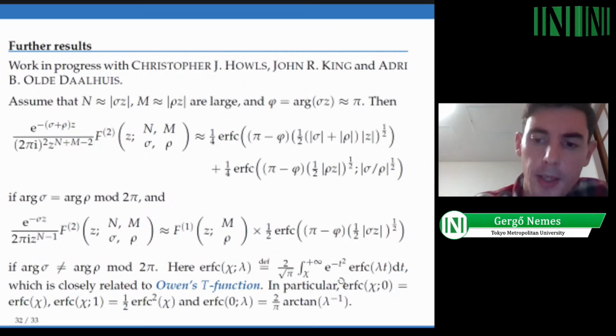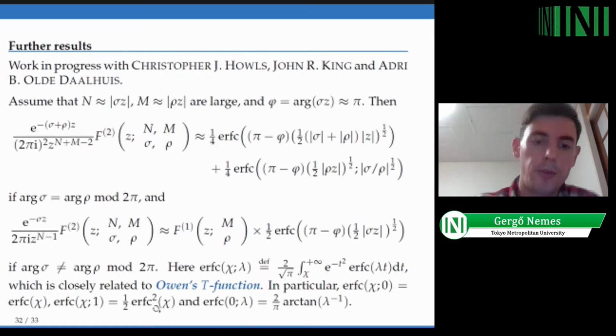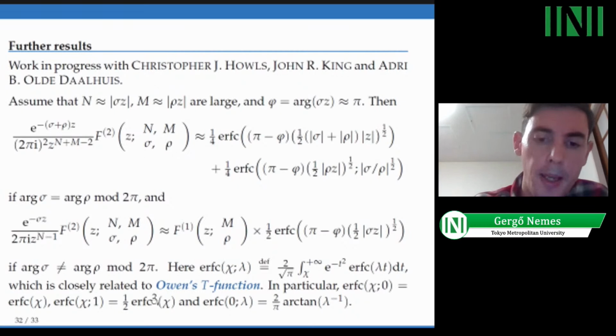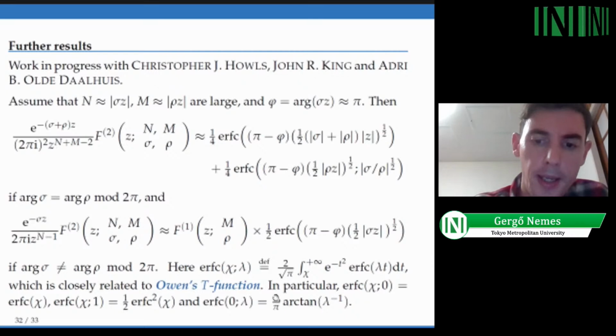Some specific values: when lambda is zero, then this is just the complementary error function. When lambda is one, this is one half of the square. This is what we can use in the case of the gamma function. And if one is interested in what happens on the Stokes line, that is when the first argument of the function is zero, then it can be expressed in terms of an inverse tangent of the reciprocal of lambda.